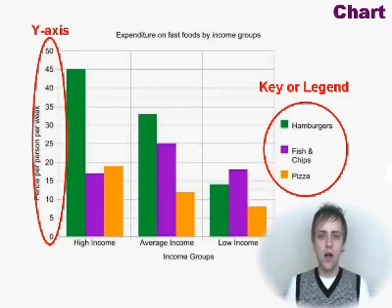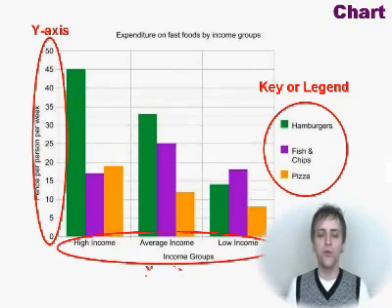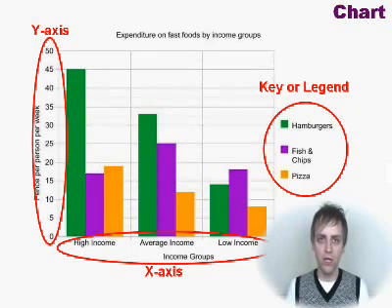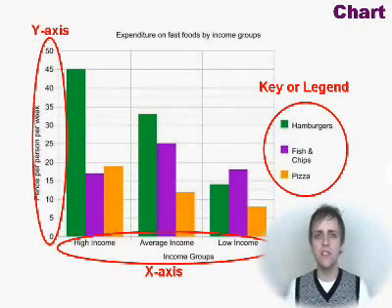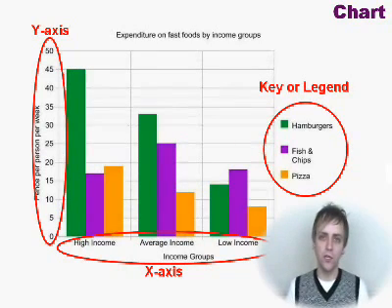So, next we look at the x-axis, which is here at the bottom, and it tells us in this particular graph who is spending this money. For us, it's high income earners, average income earners, so average income earners in the UK would be maybe £16,000–17,000 a year, and low income earners, obviously below that figure.